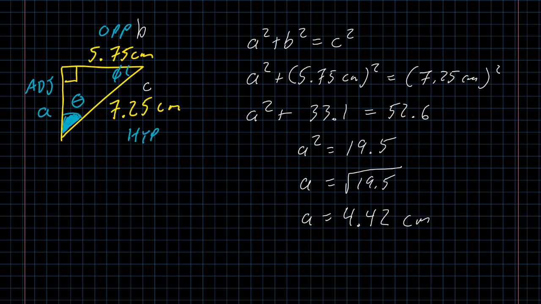Now I need to know the angle. And so I'm looking at theta. And even though I know the adjacent side now that I've calculated it, it's a good habit to stick with the things that are given to you. That way, if you make a mistake, the mistake doesn't carry along for the rest of the problem. It's also a great way of double checking your work. I was given the opposite and the hypotenuse. The relationship between opposite and hypotenuse is sine.